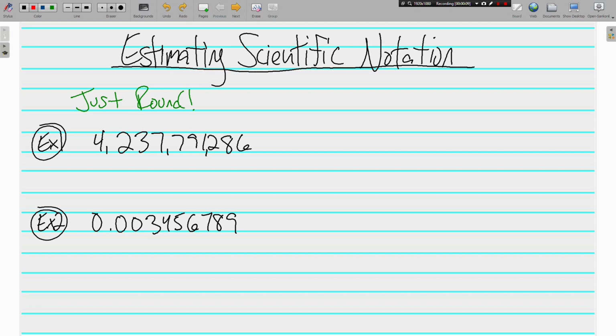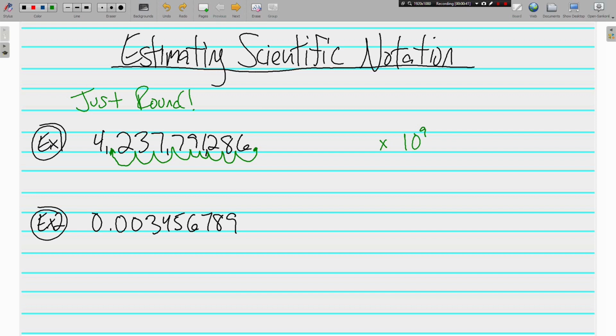Estimating scientific notation is actually really easy. We're just going to round. We know that the first part of a number in scientific notation has to be a decimal that is at least 1 but less than 10. So we know the decimal's over here on the right, and it has to move 1, 2, 3, 4, 5, 6, 7, 8, 9 times. So we know it's times 10 to the 9th.